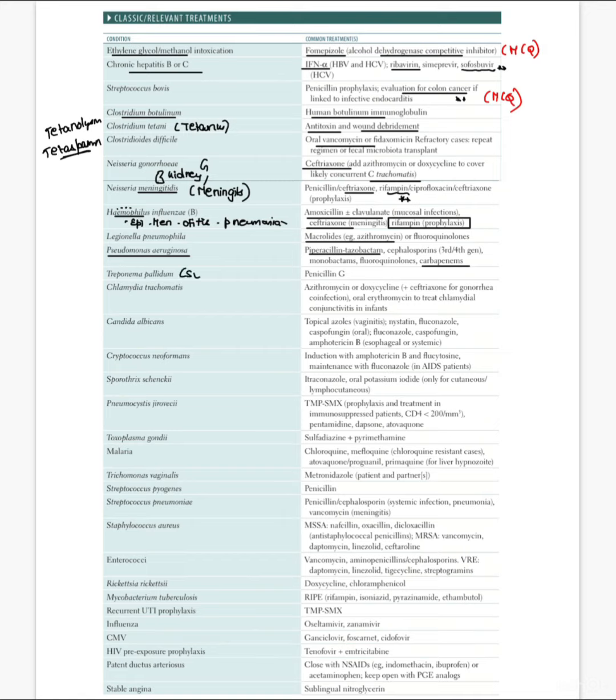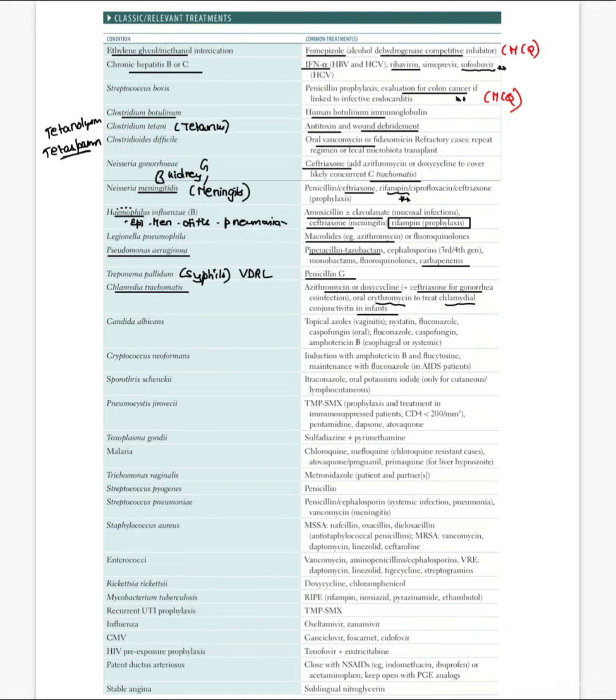Then Treponema pallidum causes syphilis. The VDRL test is used for diagnosis of syphilis, and the treatment is penicillin G. Very simple. Then Chlamydia trachomatis can cause a sexually transmitted disease and also neonatal conjunctivitis. For sexually transmitted disease we can use azithro or doxy plus ceftriaxone to cover gonorrhea, and oral erythromycin for chlamydial infection in infants, where the infection may spread through the eyes.